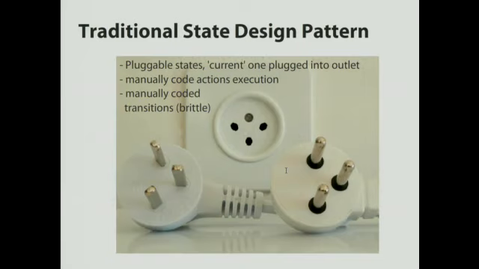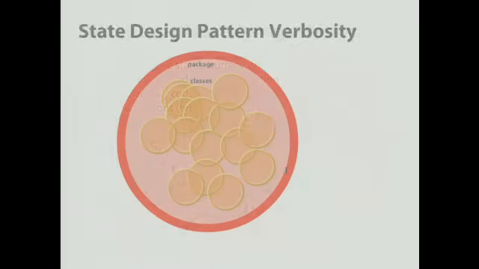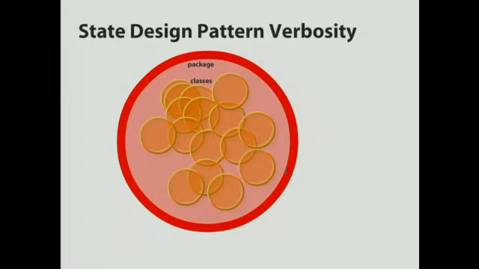The traditional state design pattern is very much like plugs into an outlet. You typically have one plug at any given point in time. There's not any of the actions that are kind of coded into the traditional state pattern, and I find that the transitions are fairly brittle because you're also specifying that by hand. Since you're using classes, if you have a very complicated system, you end up having a lot of pollution, a lot of classes going all over the place. And I find it very difficult to figure out what the behavior of the system is because you can't really tell what state is related to what.